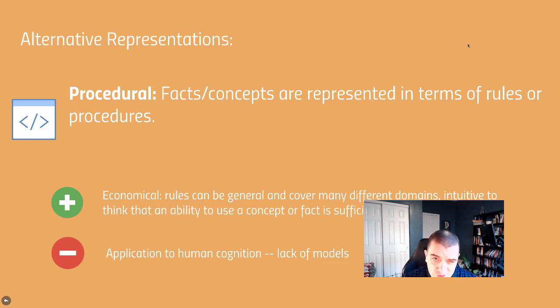But I think the drawbacks to this form of representation are that there's a lack of models, and sometimes it's hard to see how this applies to human cognition and perceptual systems. But it's an alternative, and it's one that might be utilized, and indeed probably is utilized by humans, in a lot of different cognitive faculties.